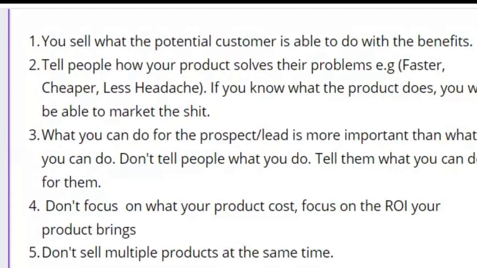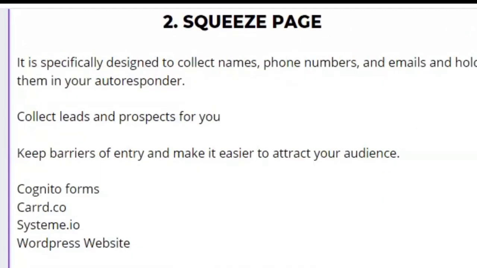Now, having said that, the next thing you should do is, if you already have your pre-sale, your lead magnets, or your free gift, these three things are the same thing, no difference. You can either use one or both, or you can use the three of them. They serve the same purpose. The next thing you have to do is create a squeeze page. A squeeze page is specifically designed to collect the names, the phone numbers, and emails and hold them in your autoresponder. Most people don't know how to create a squeeze page.